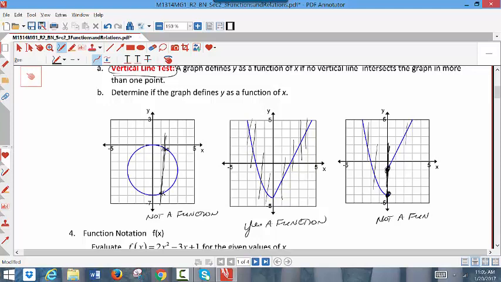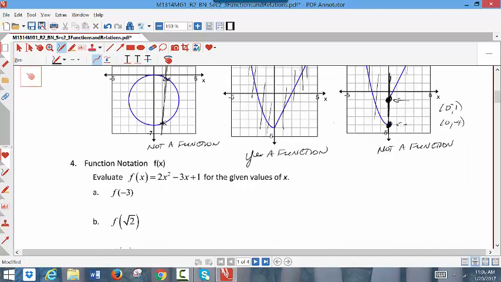Now if one of these points had been a hollow circle and the other filled, it would have been a function. But since they were both filled circles, then your x value of 0 is mapping twice. 0 is mapping to 1 at this point, that's a -1, and 0 is mapping to a -4 at the second point. So the x value is being used twice, making it not a function.